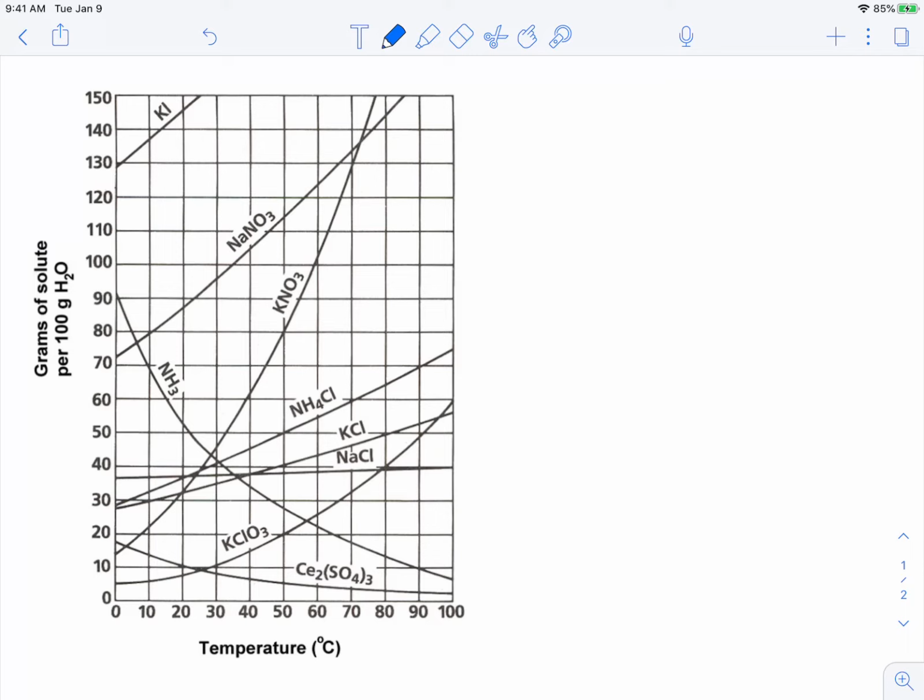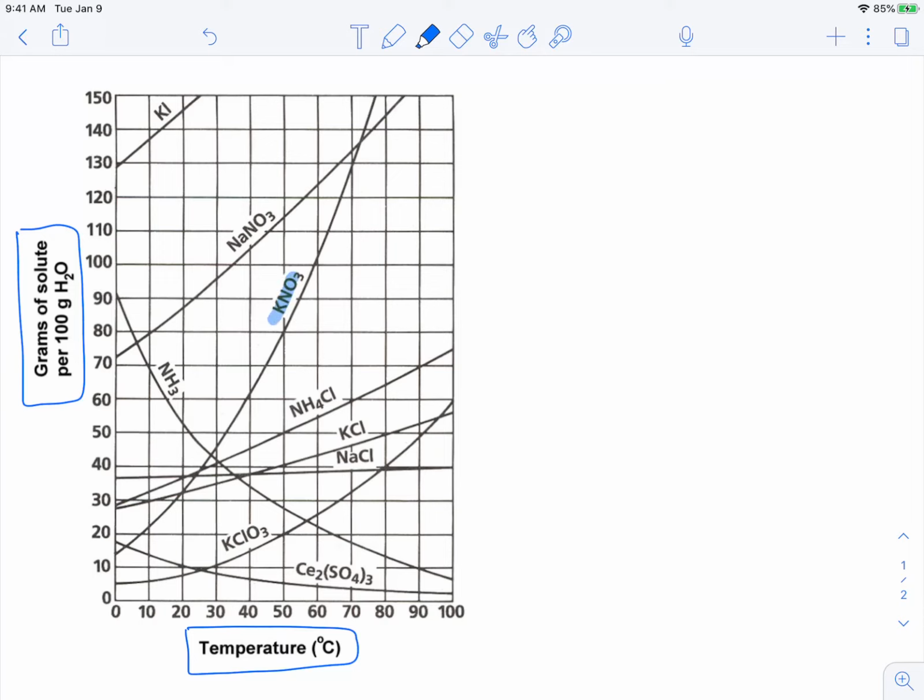What I want to do is go through solubility graphs and what they tell us about certain chemicals' solubility based on temperature. So our graph here tells us how many grams of solute can be dissolved per 100 grams of water. That's what the y-axis is telling us. Very typical that these graphs are per 100 grams of water. And then also how these solutes are affected by changes in temperature. Some solutes are very affected by changes in the temperature.